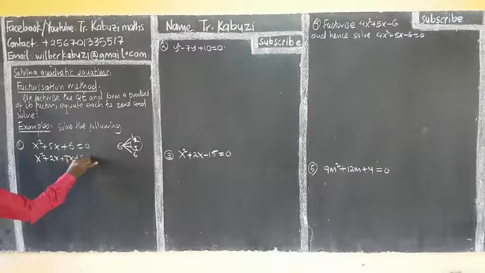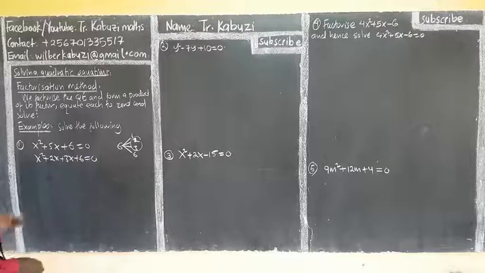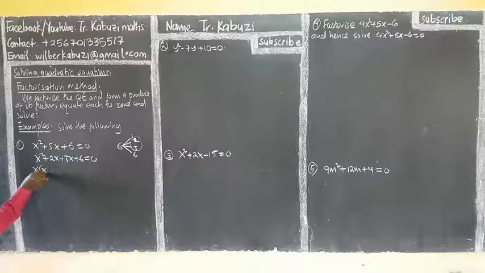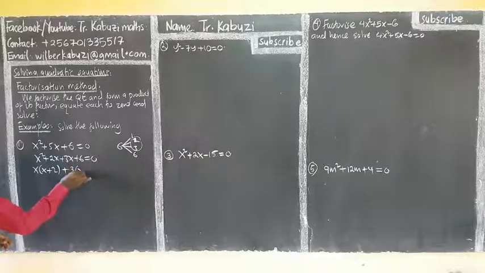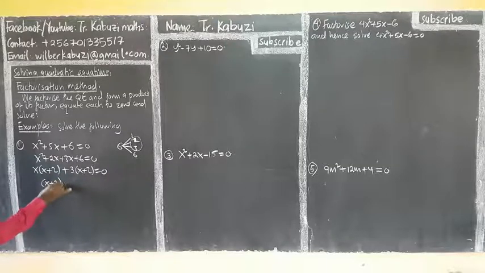plus 3x plus 2x plus 6 equaling 0. Now the terms are even. If terms are even, it's very good to factorize. x is common here, then x plus 2. 3 is common here, 3 into x plus 2 equaling 0. So x plus 2 is common, so you factorize it out: x plus 2 into x plus 3 equaling 0.